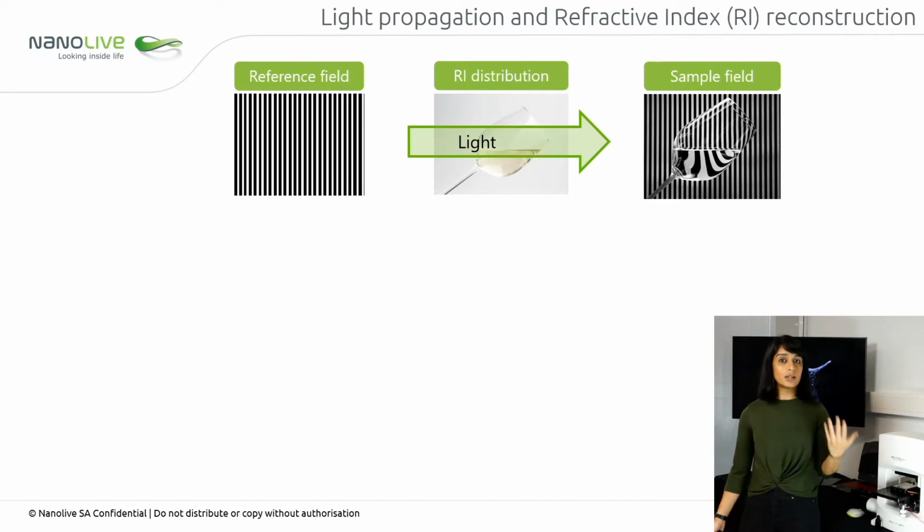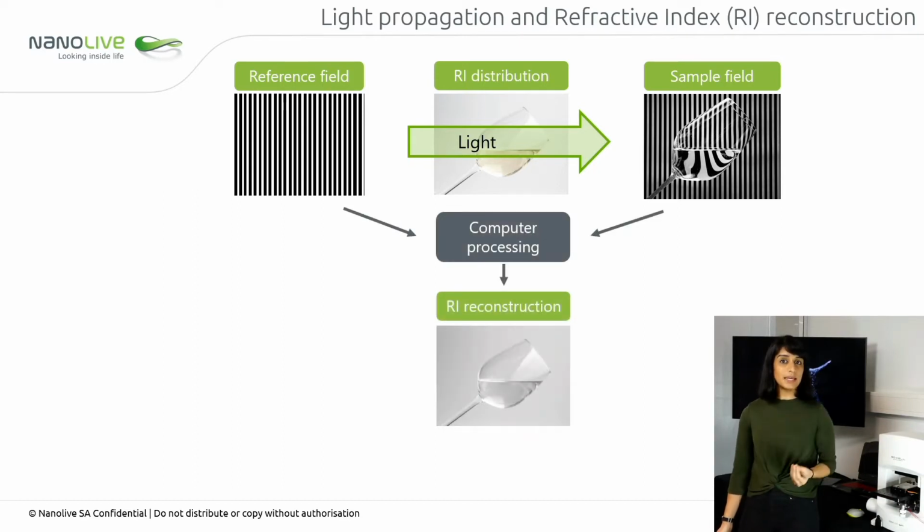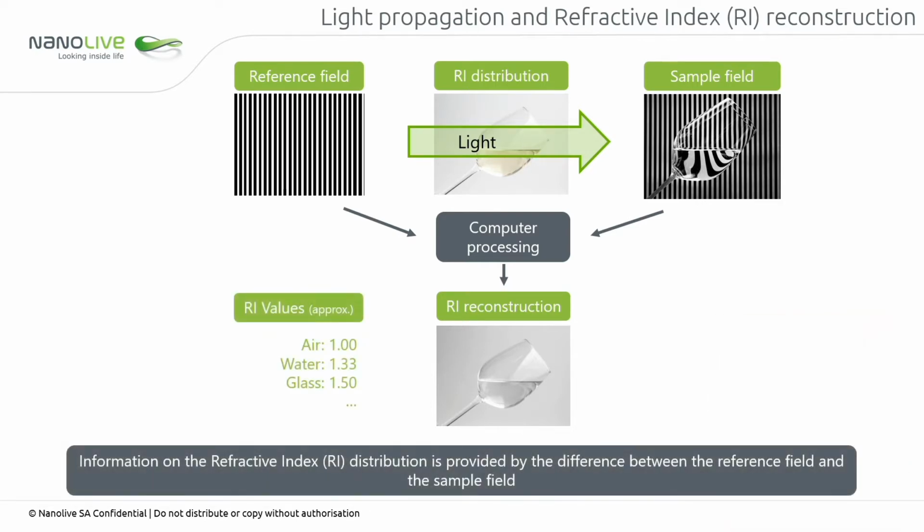The idea is that if you can get the information of the reference field and the sample field, you can, through computer processing, obtain information on the refractive index through reconstruction. So then at the end, you have an image that represents the refractive index values of the distribution that the light went through. And you can get quantitative values from this, as each pixel has a value associated to it.